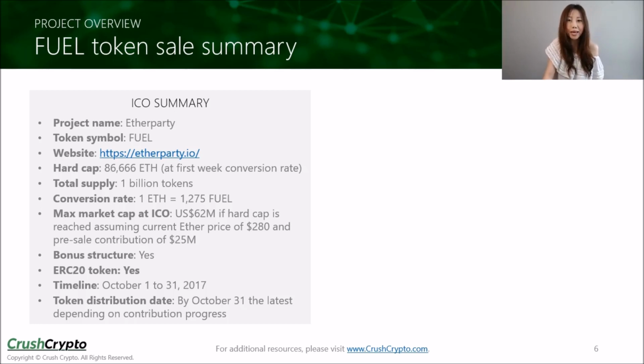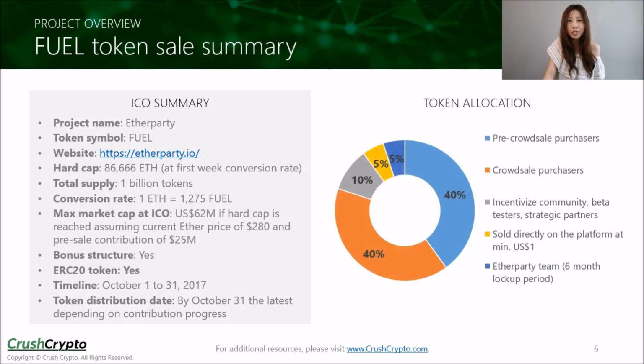The maximum market cap will be around $62 million, assuming an Ether price of 280 and a pre-sale contribution of $25 million. This chart here shows how Etherparty will be allocating their tokens. As you can see, 80% of the total token supply will be going to crowd sale purchasers. Proceeds from the ICO will be used to fund development of their platform and will help them acquire users to help them refine their product.